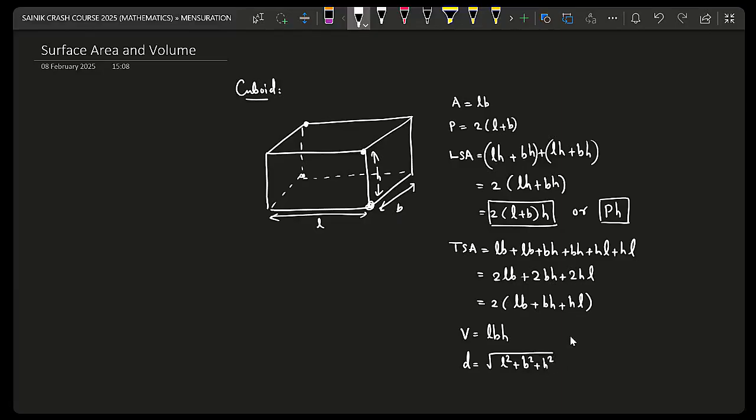So where is this diagonal applied? Sometimes you will be asked a question like, what is the length of the longest rod that can be kept inside a cuboidal box? Then the longest rod would be equal to the diagonal only. So the diagonal of the cuboid is given by the formula square root of L square plus B square plus H square. Any doubts in cuboid formulas you can ask. Doubts? Then we will continue with cube.